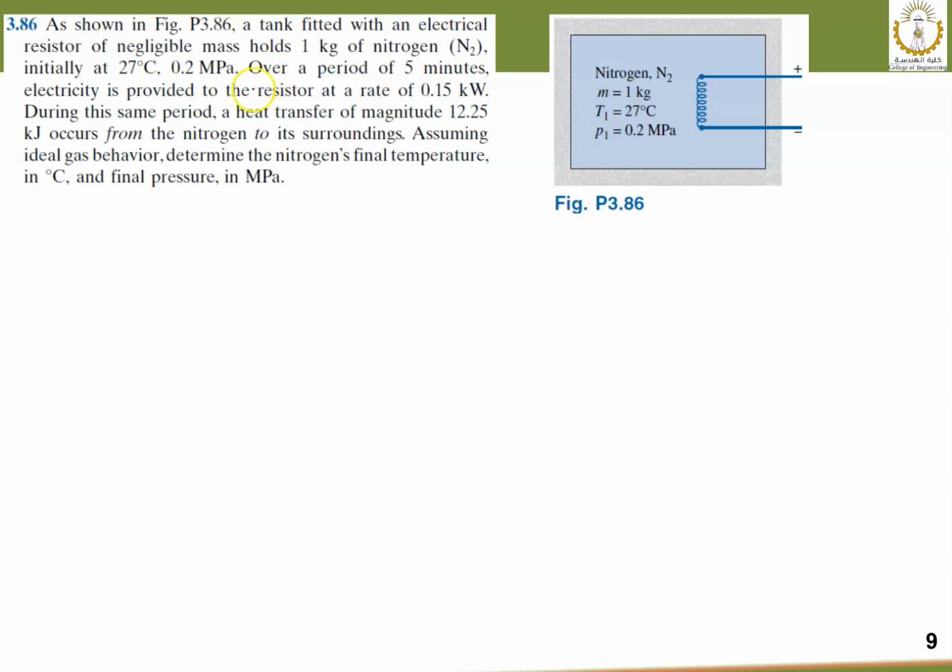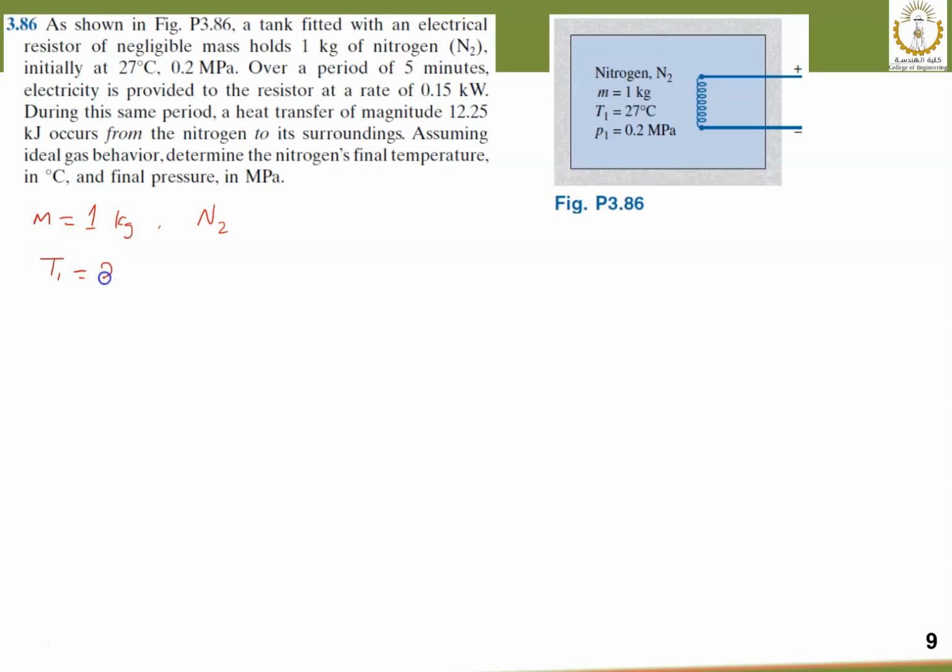This is a rigid tank. We have a tank fitted with an electrical resistor of negligible mass. It holds 1 kg of nitrogen. So we have the mass equals 1 kilogram. We have the nitrogen as our system.